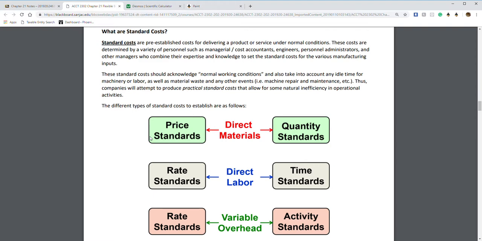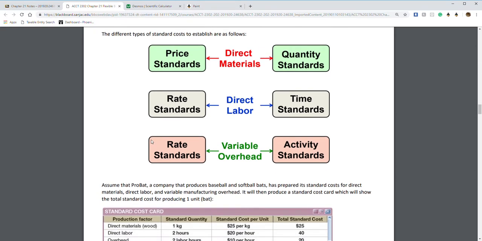So these are the standard costs that you will see for each one. Direct materials will have price standards and quantity standards. Direct labor has rate standards and time standards. And variable overhead has rate standards and activity standards. Overhead's going to be a little bit tricky. So with overhead, we're going to take that to its side, and we're going to focus at first on materials and labor.